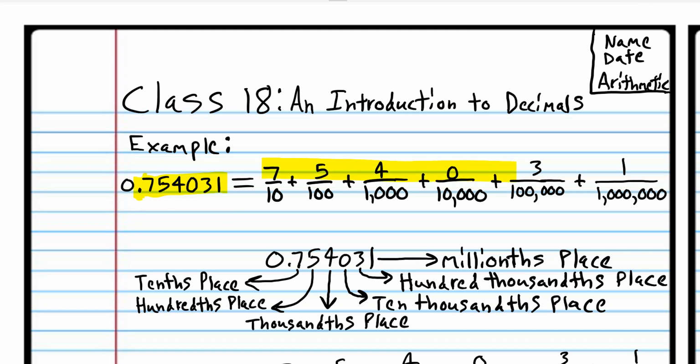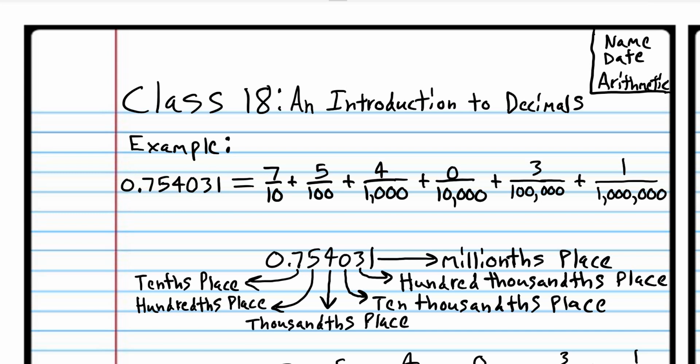This is what the decimal actually means. Okay. As you can see, a decimal is a sum of fractions. This is what it actually is. But this is the abbreviated form. We don't write all these denominators, and we don't write it as a sum. We just write a bunch of numbers with a dot next to it.